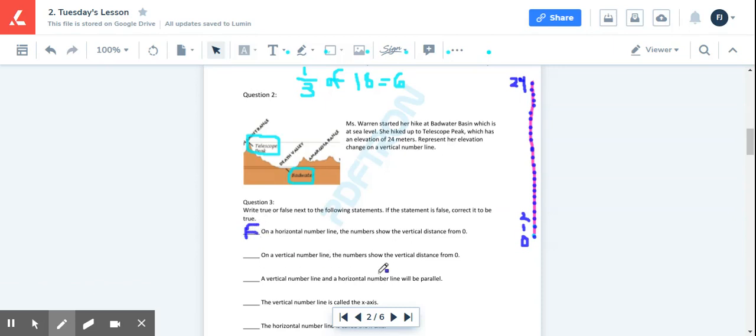On a vertical number line, the numbers show the vertical distance from 0. That is true. For example, here, this is our vertical number line, where the numbers show the vertical distance from 0. A vertical number line and a horizontal number line will be parallel. This is an example of what our horizontal number line would look like with our vertical number line. Is that parallel? Nope, we learned that it is perpendicular because they form a right angle. So that is false.